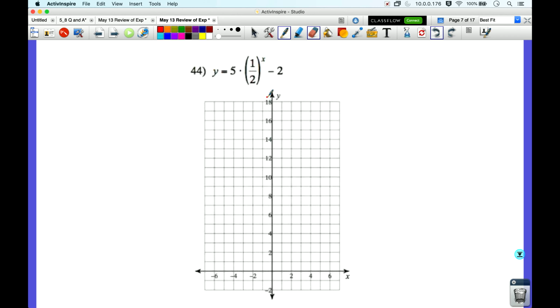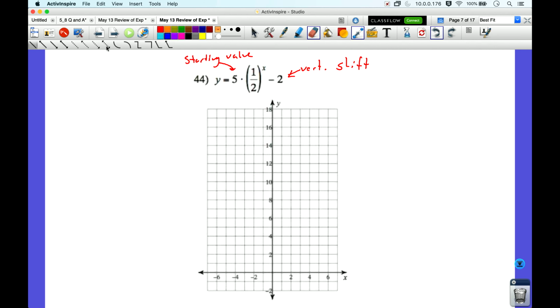We need to graph this. So I need to remember that this number in front is my starting value, or it's like the starting height of Alice, and this is our vertical shift. So we could say this is the table Alice is standing on. This is the first thing I want to add to my graph. I want to add that horizontal asymptote.